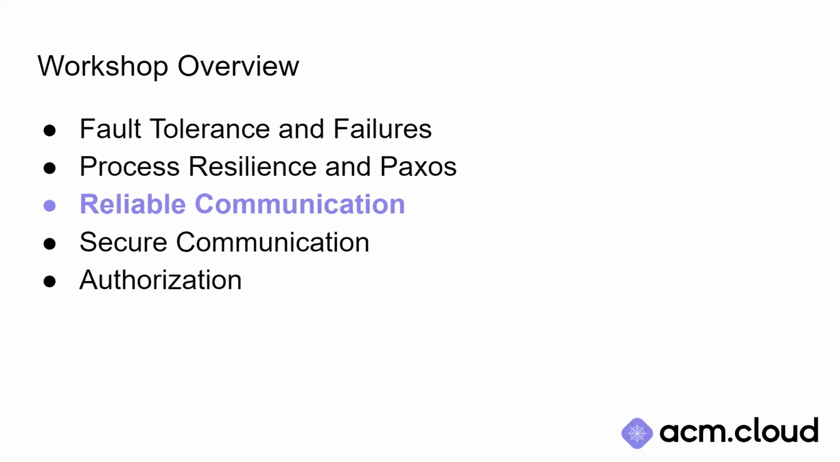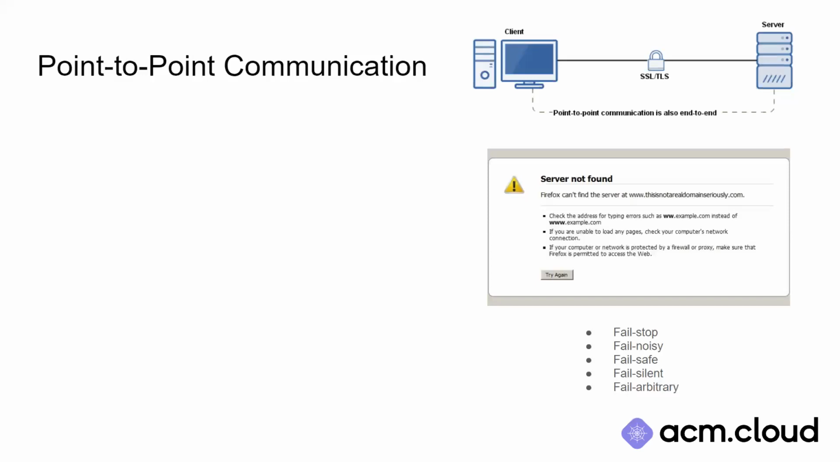Okay, all right, so now let's talk a little about how reliable communication is actually effective. Here we have a couple of examples of different kinds of point-to-point failures that one might experience. The first thing we're going to do is classify them with those five failure categories. If the client is unable to locate the server, what kind of failure do you think that would be?